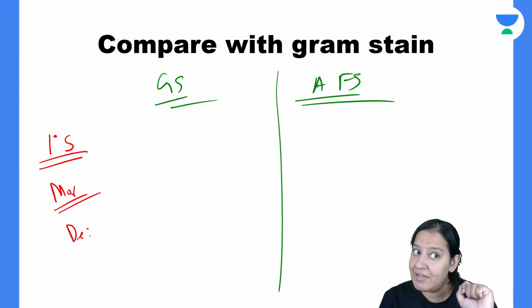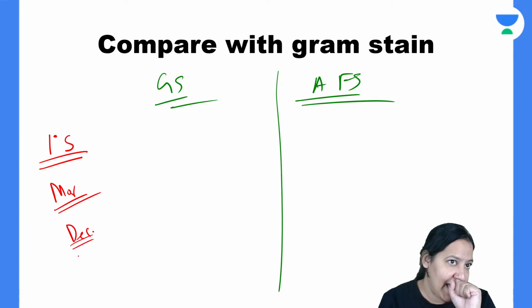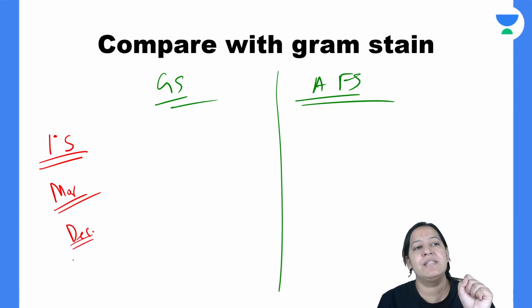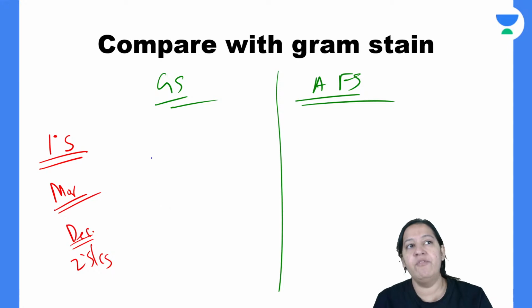Tell me the decolorizer for both of them, and in the end, tell me the secondary stain or counter stain for both of them. Who will tell me? You can write your answer in the chat box if you know the answers. For gram stain, what are the correct answers?